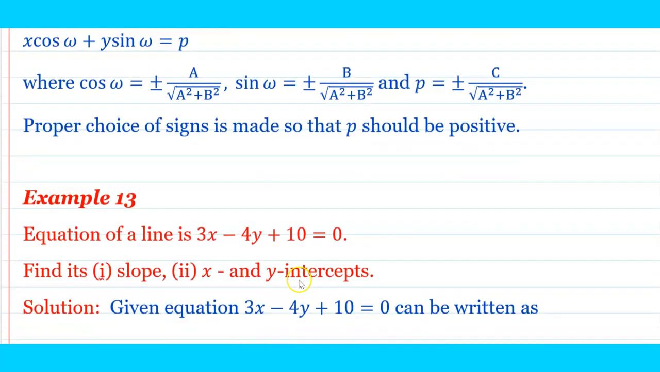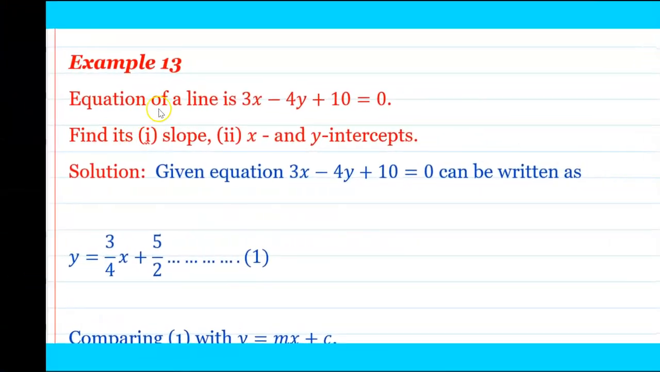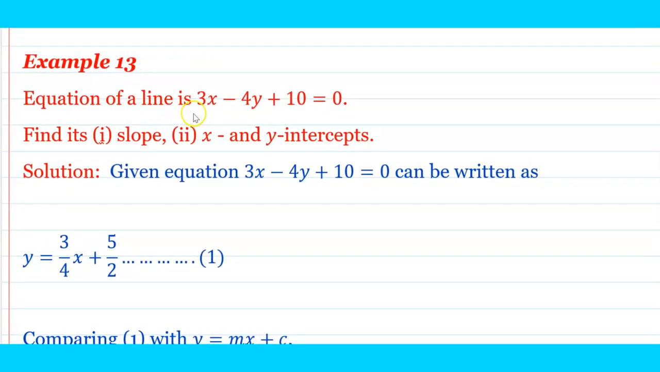Okay, now the example depending on this: the equation of line is 3x minus 4y plus 10 is equal to 0. Find its slope and the x-intercept and the y-intercept. Okay, the given equation 3x minus 4y plus 10 is equal to 0 can be written in this form, which is the form y is equal to mx plus c.